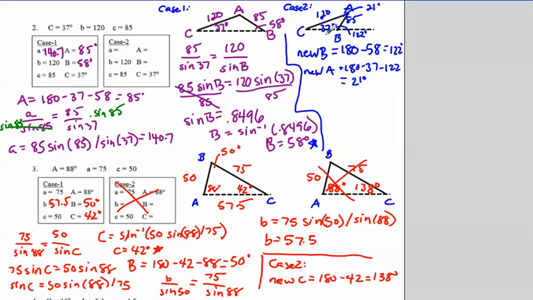So the only piece of information I'm missing now is side A. So I'm going to set up side A over sine 21 equals, and it's best to go back to your original information, side C, 85, over sine 37. So to solve for A, I'm going to multiply both sides by sine 21, which will cross this one out, and I'll get A equals 85 sine 21 divided by sine 37. So A equals, and let's put that in the calculator.